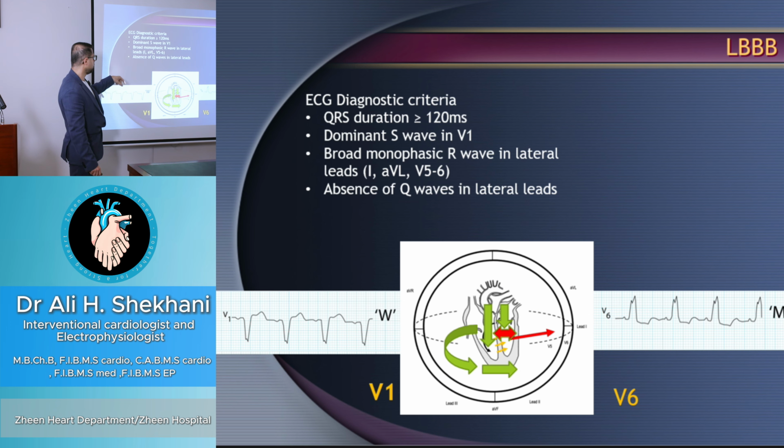So the criteria: the QRS should be more than 120 milliseconds with a dominant S in V1, a dominant R in V6, and absence of any septal Q wave.